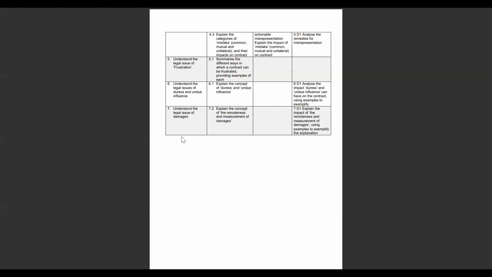For learning outcome 7, we need to understand the legal issues of damages. We need to look at 7.2, which is the pass mark, to explain the concept of remoteness and measurement of damages. And we need to, for the extension activity, look at D1, explain the impact of remoteness and measurement of damages using examples to exemplify the explanation. So using case law.